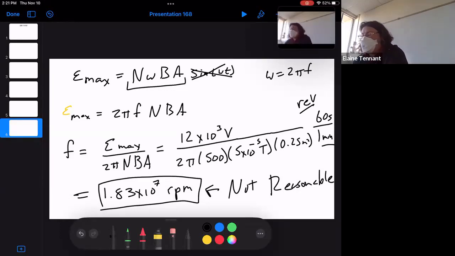Okay, does this make sense? Okay, I want to do that. Any questions about generators, motors? You guys feel pretty good about it?